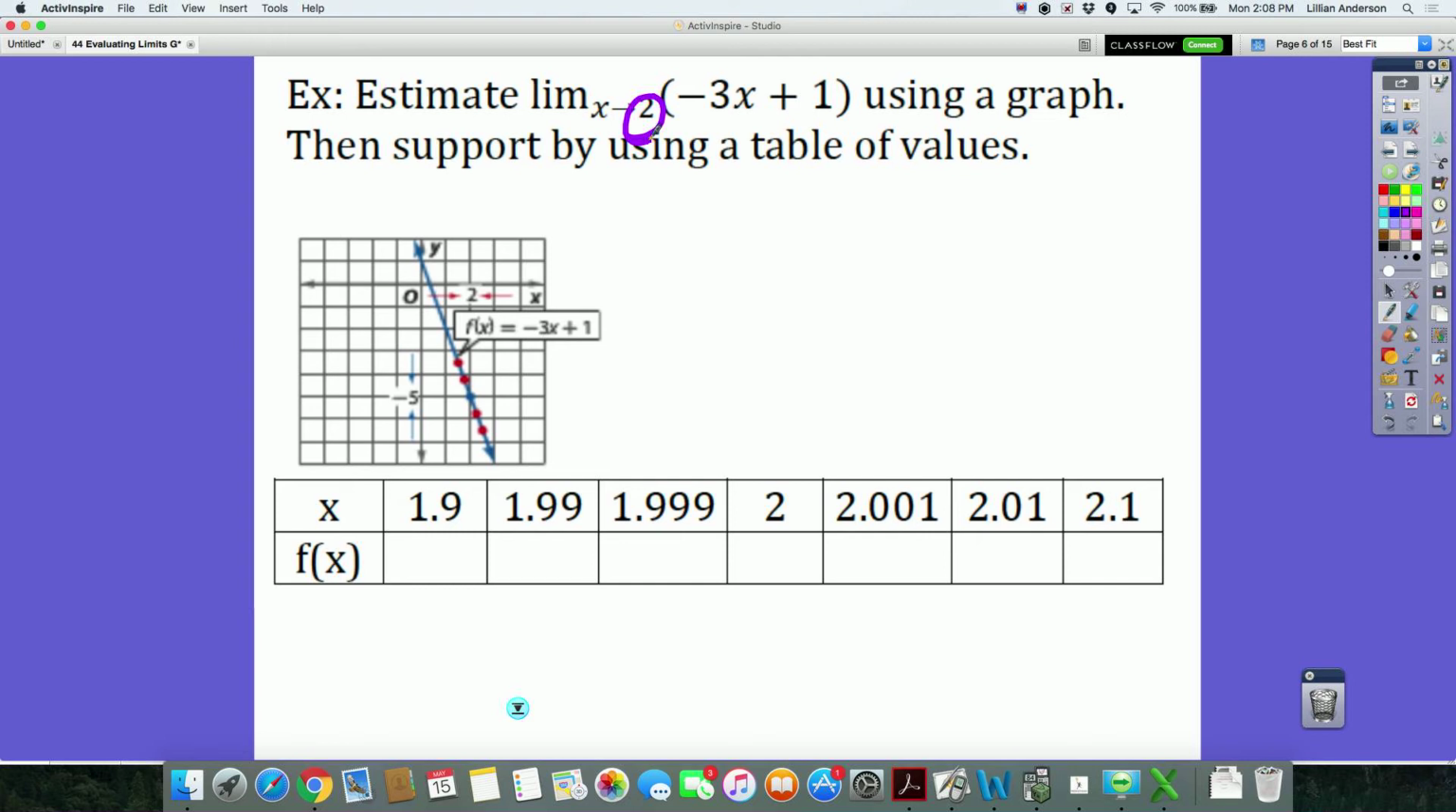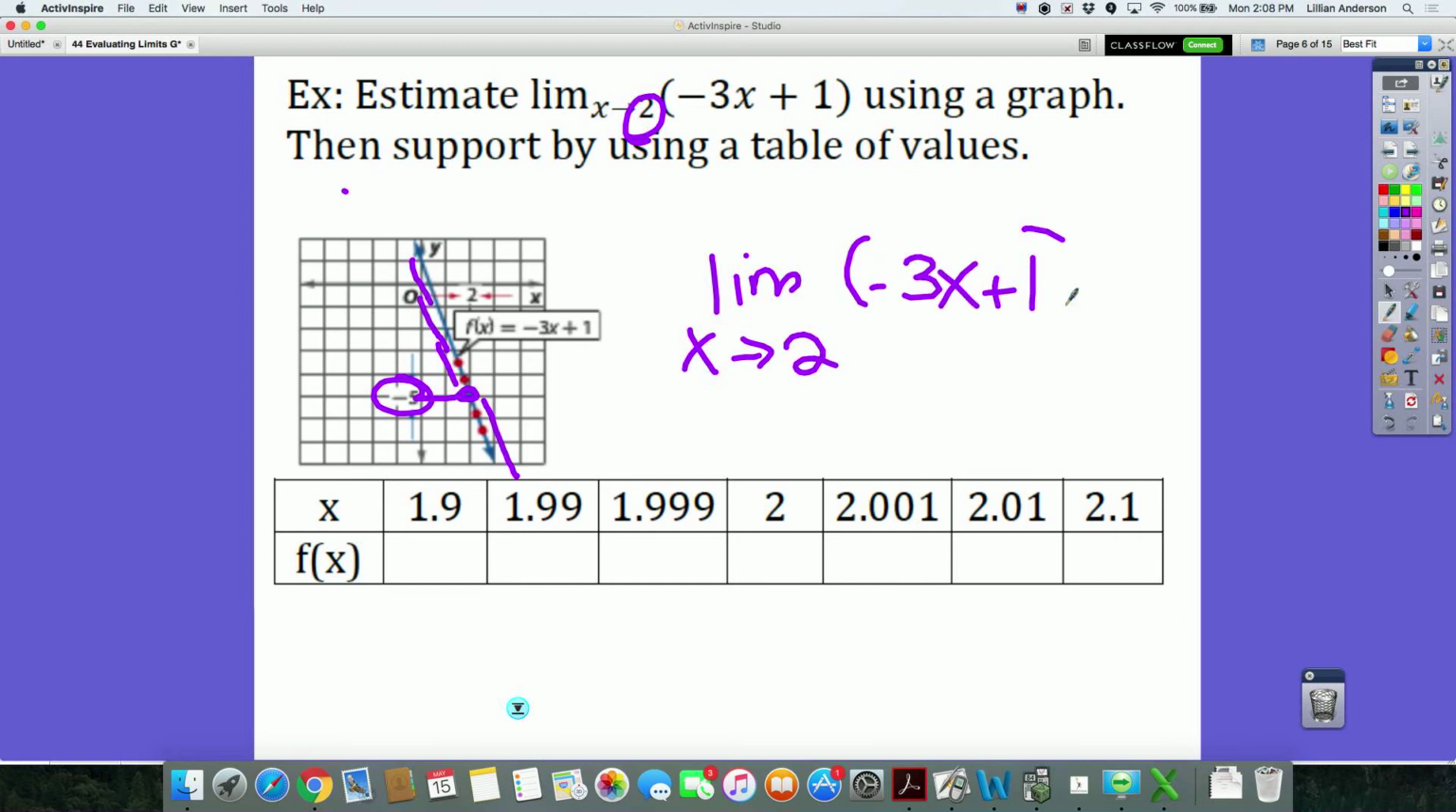So looking at this graph, the closer we get to 2, coming from the left and the right-hand side, coming from this way, coming this way, to approach 2, what number are we getting? What's happening to the y? It's getting really close to what number? Negative 5. It's getting close right here. That associates with negative 5. So the limit as x approaches 2 of the function would equal negative 5. So we can look at a graph and see what the limit is.